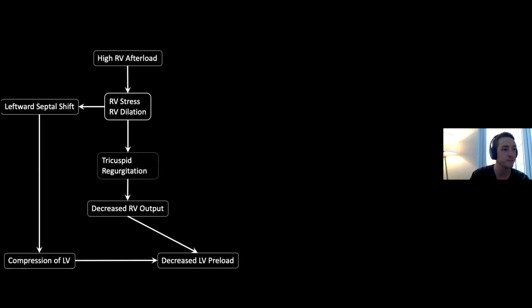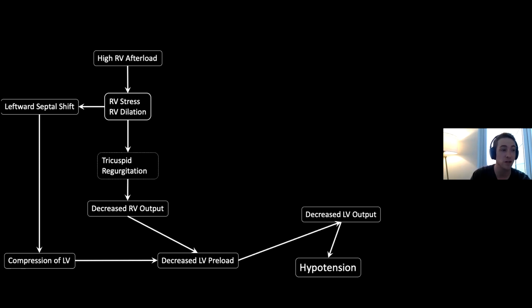He does a great job explaining it, so I would encourage you to check that if you're not familiar with this physiology. As you can imagine, this left ventricle compression also decreases left ventricle preload. And less preload means less forward flow. So this leads to a decrease in left ventricle outflow, which leads to systemic hypotension, and finally, cardiogenic shock. But unfortunately, our vicious cycle does not end there.